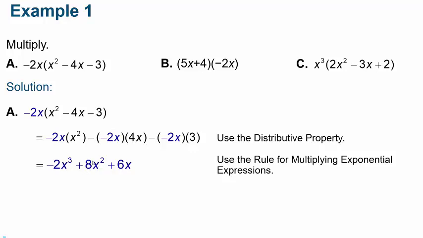2 times 4 gets me 8, and x times x just gets me x squared. Finally, you're going to take minus 2x times minus 3. Negative negative here again becomes a positive, so that's plus. And then 2x times 3 just gets you 6x.